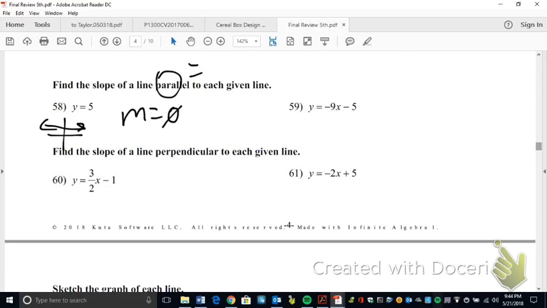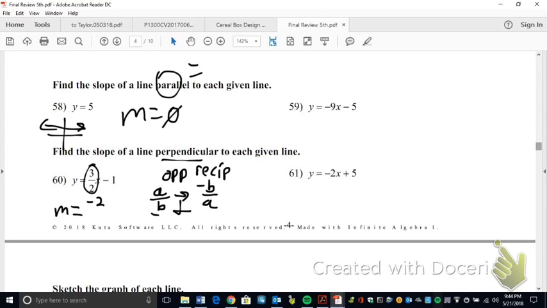So if we look then at the next step, perpendicular. Perpendicular lines have opposite reciprocal, which means if slope is rise over run, we flip it and change the sign. So a over b becomes negative b over a. So here, where the slope is 3 over 2, we're going to flip it and change the sign. Negative 2/3. Yep, it's that easy.